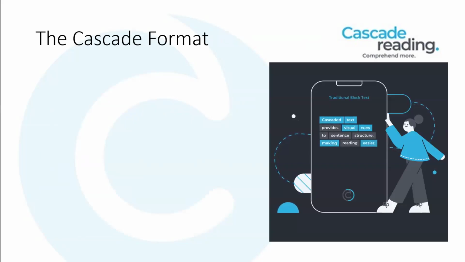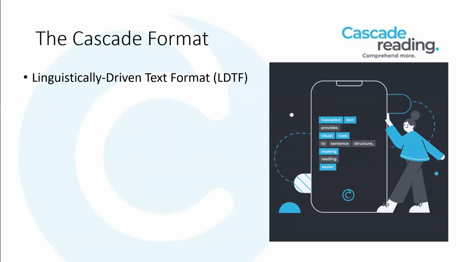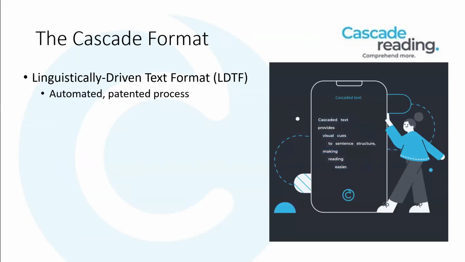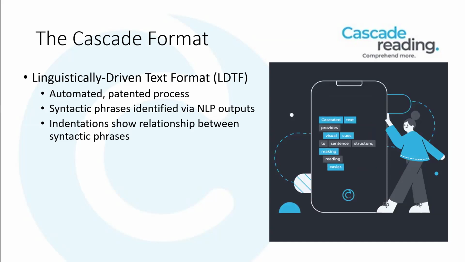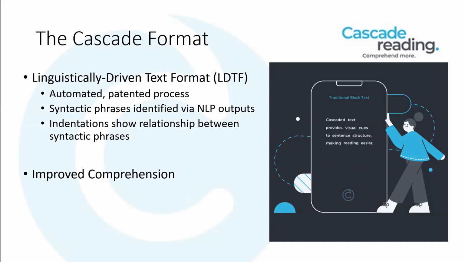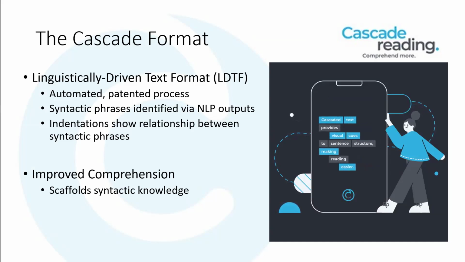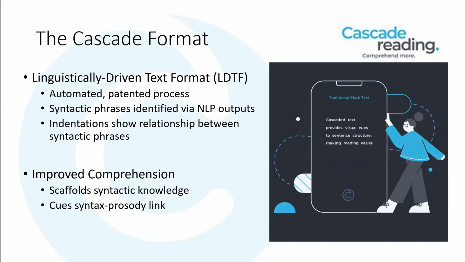So at Cascade Reading, we have developed a Cascade format. And what this format does is it is an automated, patented process, and it identifies syntactic phrases via natural language processing outputs. And then it chunks those phrases and uses indentations to show the relationship between them. And such a format has been shown to lead to improved comprehension, and we theorize that this happens due to a scaffold of syntactic knowledge as the reader is going through a text.